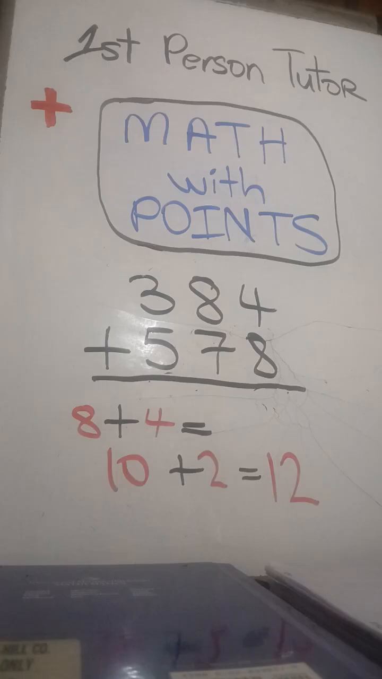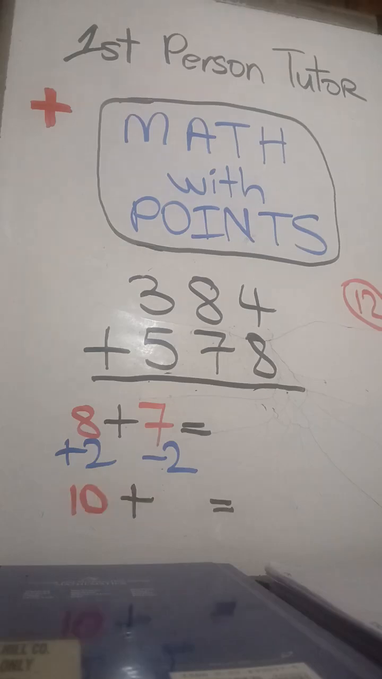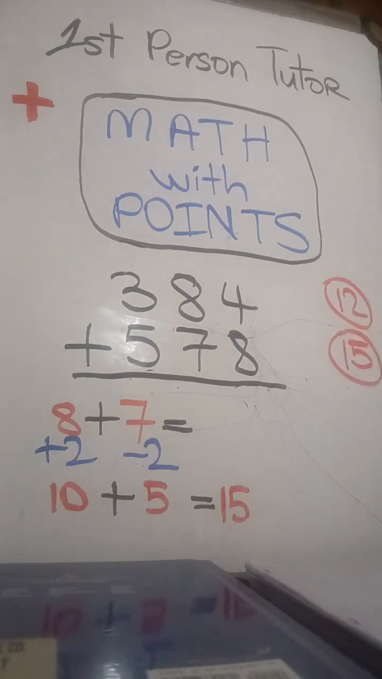We can also do this for 8 plus 7. Well, 8 plus 2 gives us 10, last time we checked. So why don't we do something like this? 8 plus 2 will give us 10, while 7 minus 2 will give us 5. And so 10 plus 5, we now have 15. So the 12 and the 15 will be left somewhere to the side for reference, right?